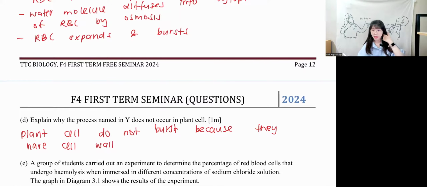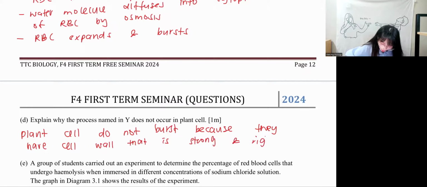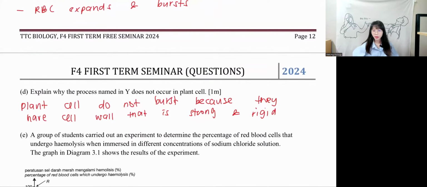If you want to explain some of the characteristics of cell wall, you can say cell wall that is strong and rigid. Rigid means strong. It's another word to explain that they are strong. Rigid can only be used for plant cell wall. We don't use rigid for anything else, only cell wall.